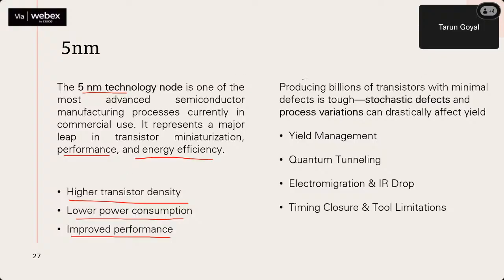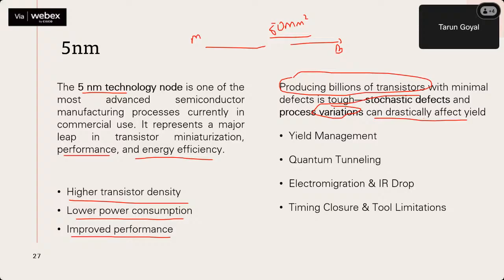Along with that, it's now producing billions of transistors on the same area. Suppose a 50 square SoC was 5 years before, versus 5 years now: millions of transistors have been converted into billions of transistors in the same space. So then the defects and process issues are now increasing. Okay, so how does it affect the yield?